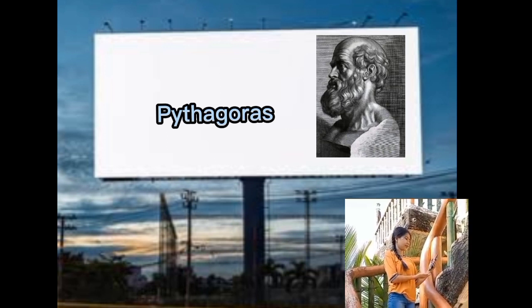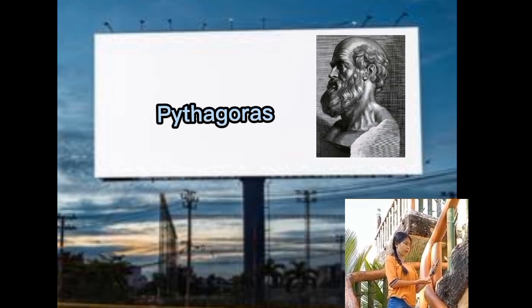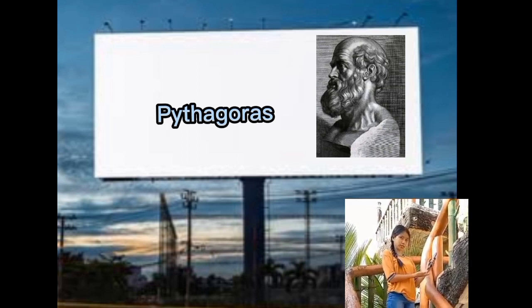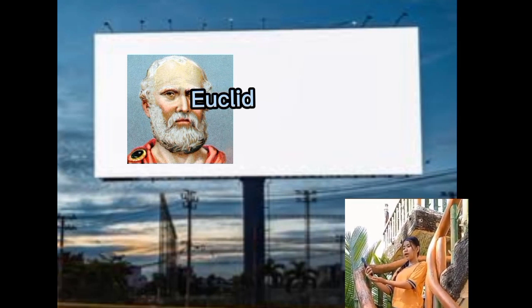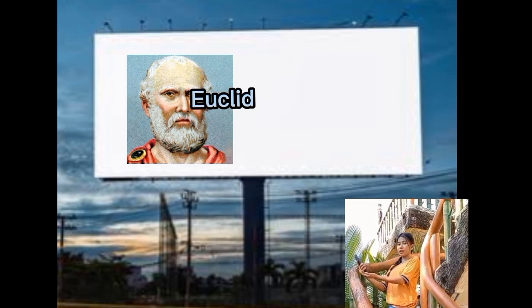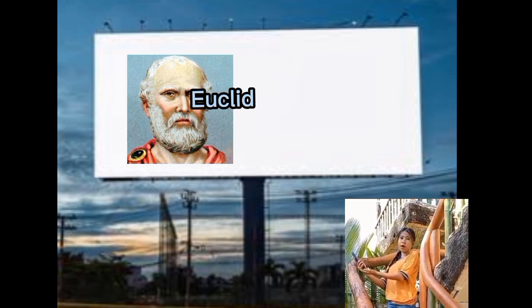The next one is Pythagoras. He is the father of the Pythagorean theorem, and he is often called the first true mathematician. Now, proceed to Euclid. Euclid is the father of geometry, a pioneer of axiomatic geometry, and he wrote the Book of Elements.